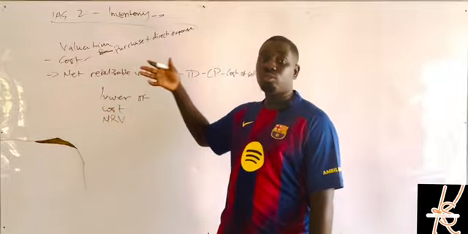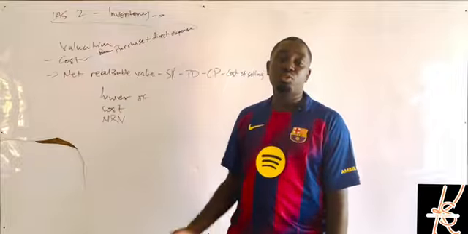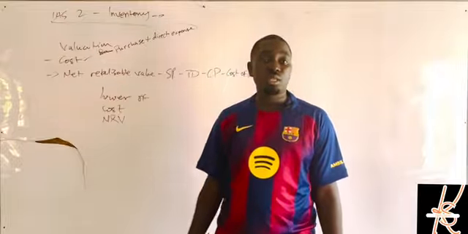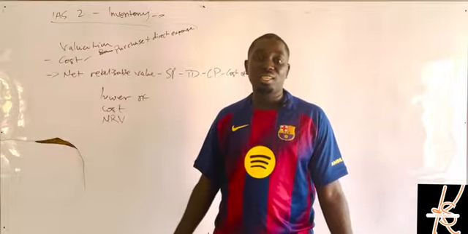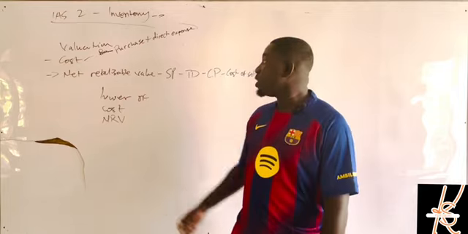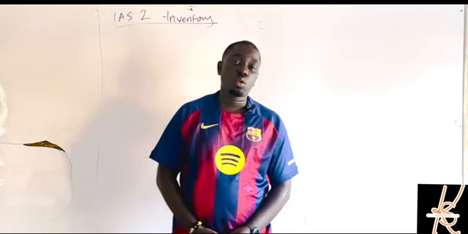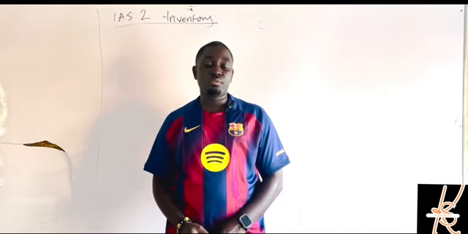And then we compare it to our cost. Which one is lower? We keep it in our books. That's what the standard is saying. It's very simple. So let's take a question on IAS 2 inventory.